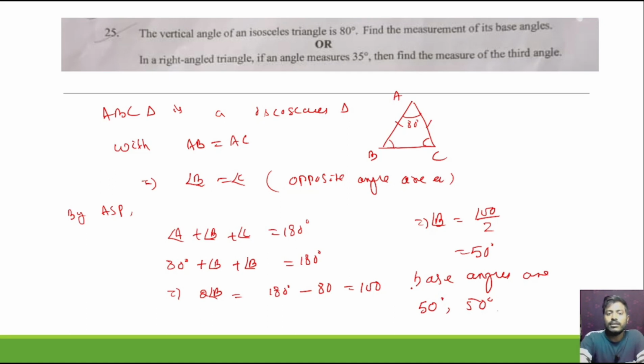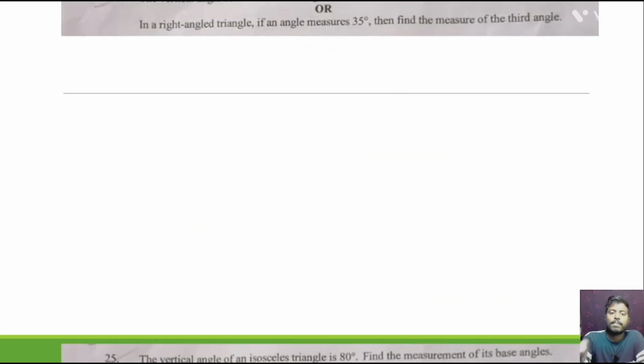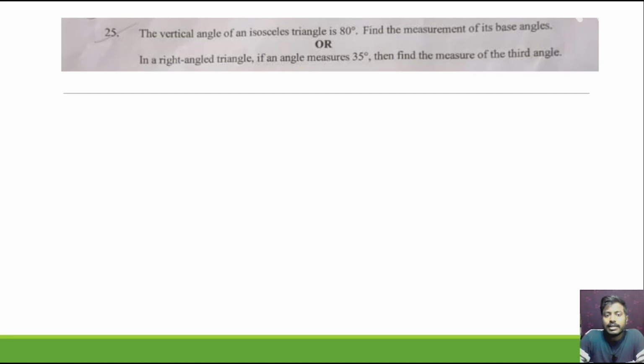Next question. In a right angle triangle, if an angle measure is 35 degrees. Suppose this is a right angle triangle. One angle is 90 degrees. One angle is 35 degrees. Find the third angle. So write down the third angle.